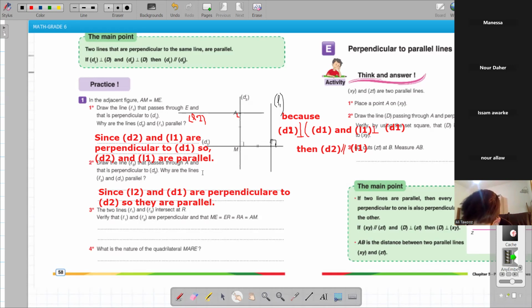Manessa, unmute yourself. Yes, miss. So the question here, the two lines, did you finish first? Did you finish what we were doing, part 2? No. Okay, then finish it.